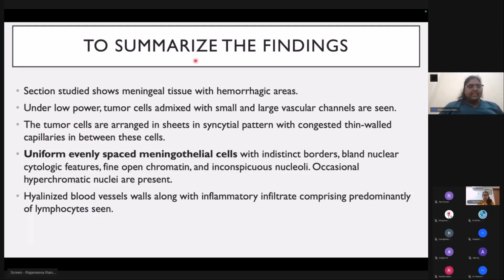So to summarize the findings, the section studied shows a meningeal tissue with hemorrhagic areas. Under low power, the tumor cells were admixed with small and large vascular channels. The tumor cells were arranged in sheets in a syncytial pattern and with congested thin-walled capillaries in between these cells. Uniformly, evenly spaced meningothelial cells were seen with indistinct borders, bland nuclear cytologic features, fine open chromatin, and inconspicuous nucleoli. Occasional hyperchromatic nuclei were also present. Hyalinized blood vessels, along with inflammatory infiltrate comprising predominantly of lymphocytes, were seen.